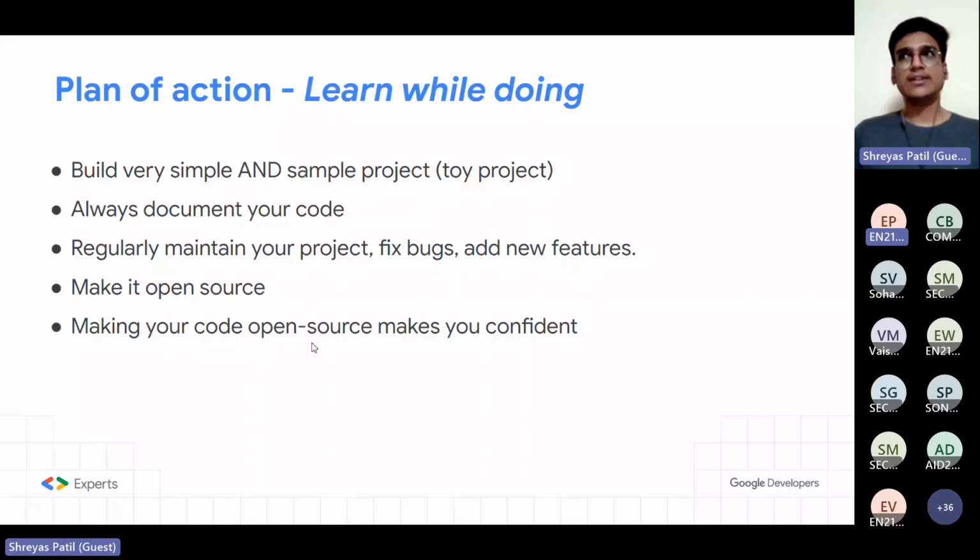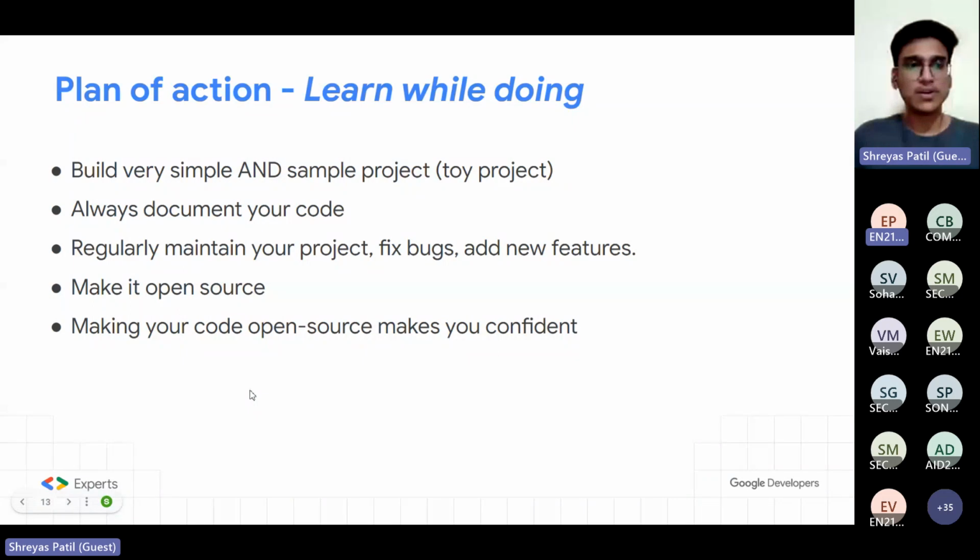That's all. For learning, build a very simple sample project, if you don't want to create a big app, and always document your code so that whenever you look at your code in the future, you get what exactly you did and for what purpose. Try to regularly maintain your project. You should keep fixing bugs and adding new features to your app. If possible, make it open source, and making your code open source makes you confident.